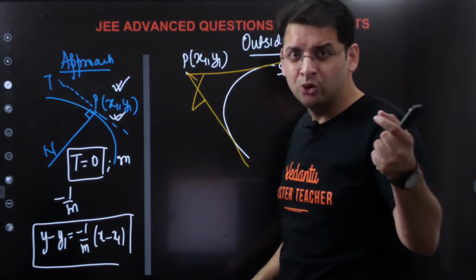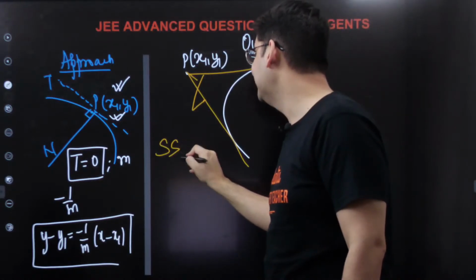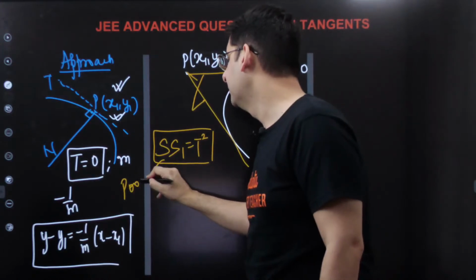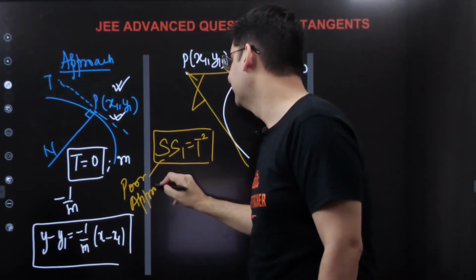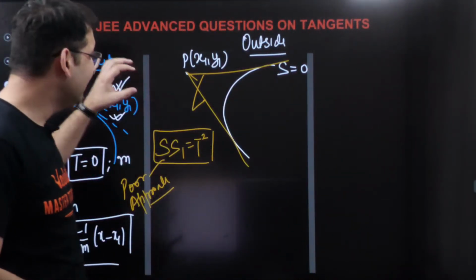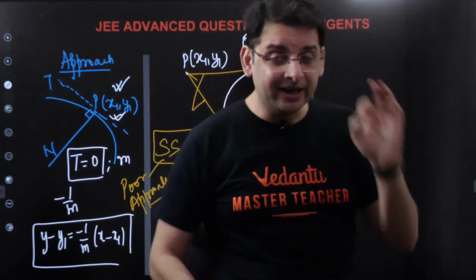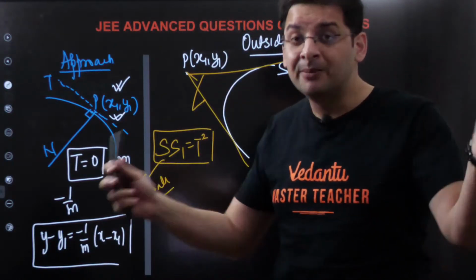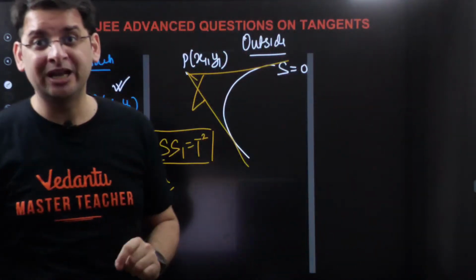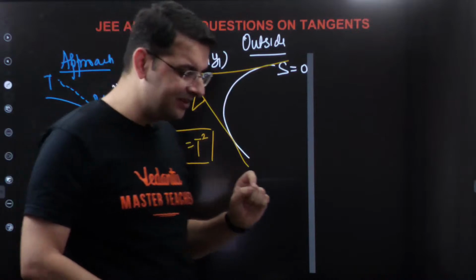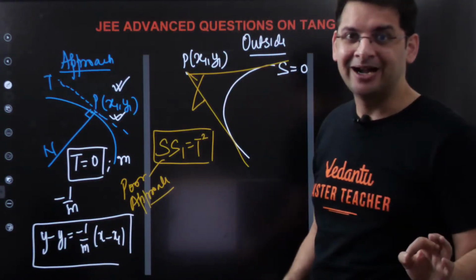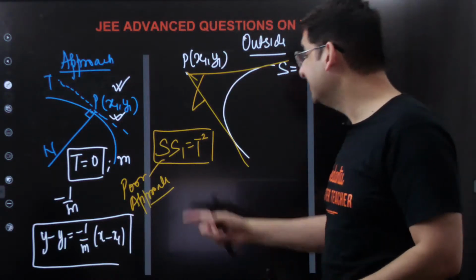Now, the poor approach in this is going to be S1 is equal to T square. This is going to be a poor approach, because it is going to take away a lot of your time. If you apply S1 T square, you will get two equations of the tangent combined together, but you have to uncombine them, separate them. Now this is going to take away a lot of your time. So in conic sections, you have to learn how to be quick, how to apply the concepts quickly, how to reach the solution quickly. So this is the poor approach.